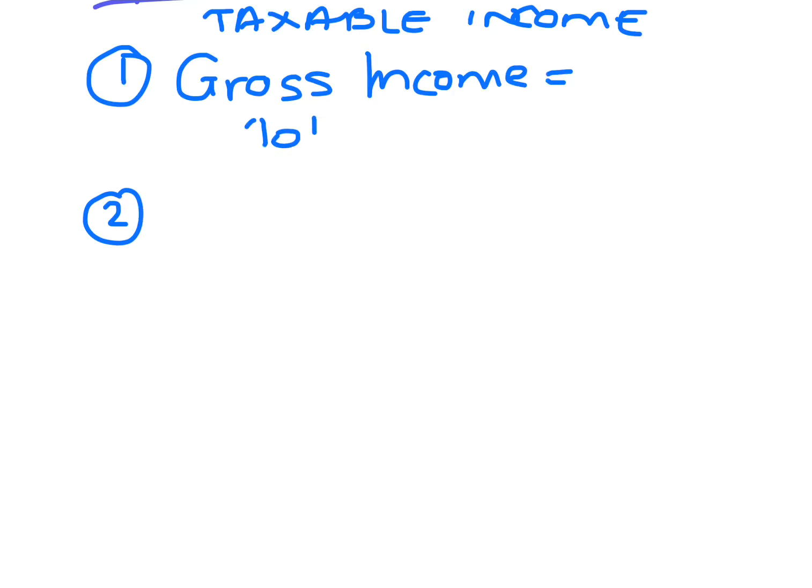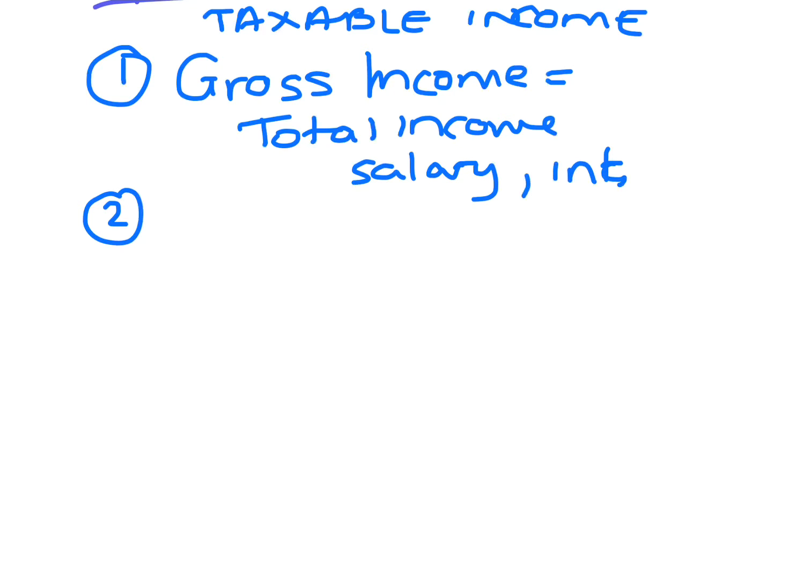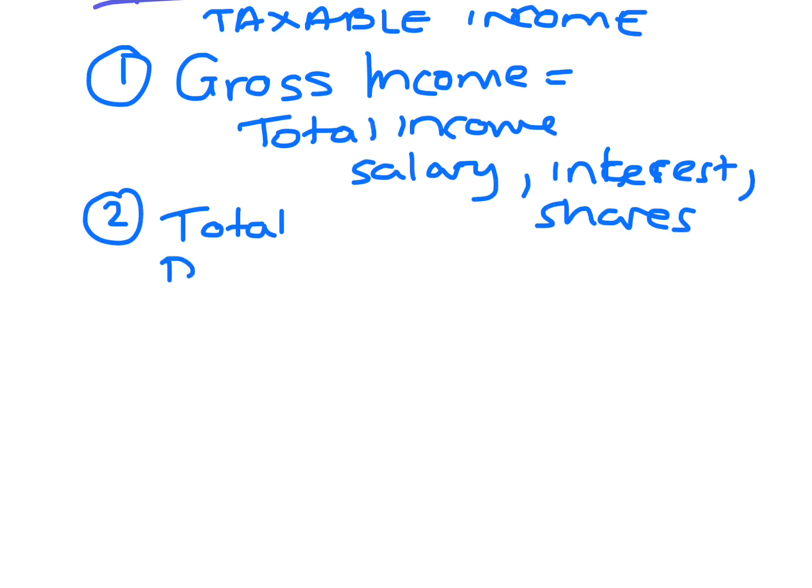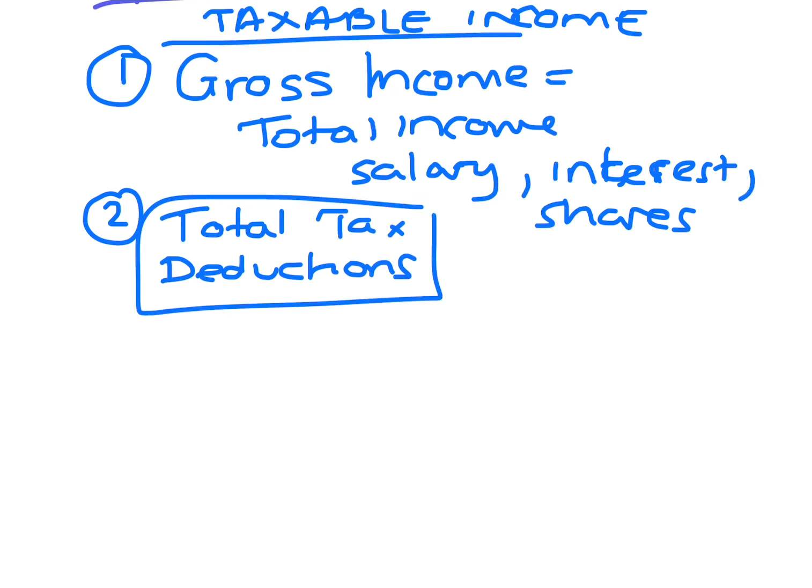Your gross income is your total income. Now, your income could come from things like your salary. You could have other ways you're earning income as well, maybe from interest in a bank, or maybe you've got shares and you're earning dividends from your shares. Once you've worked that out, you work out your total tax deductions, which come from your work-related expenses. So what does that mean, work-related expenses?